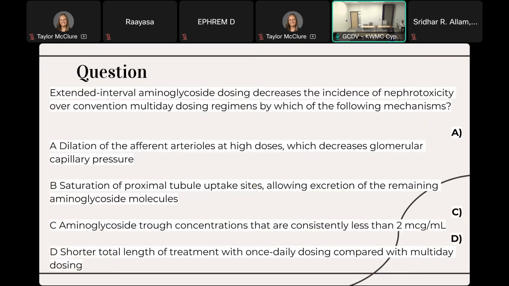So going back to our question, extended interval aminoglycoside dosing increases the incidence of nephrotoxicity by which mechanism? Dilatation of the afferent arteriole? Saturation of proximal tubular uptake sites, allowing excretion of the remaining molecules? Aminoglycoside trough concentrations that are consistently less? That's not true because the concentration will be more. Remember, we will be giving more dose. And shorter total length of treatment duration? Well, not really, that is decided by the pathology. So the answer is? Yep, saturation of the proximal tubular uptake site, allowing excretion of the remaining aminoglycoside.